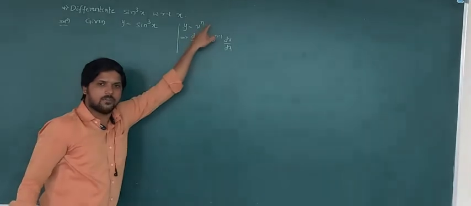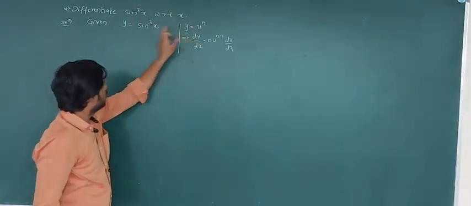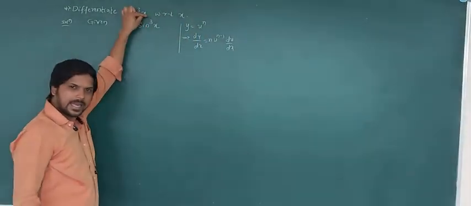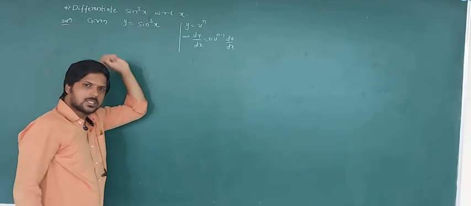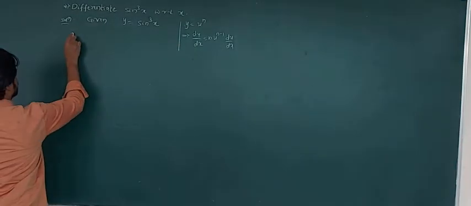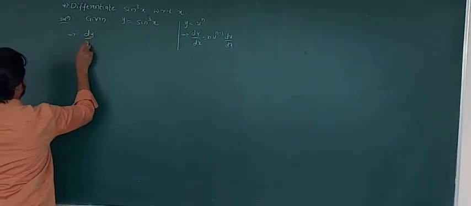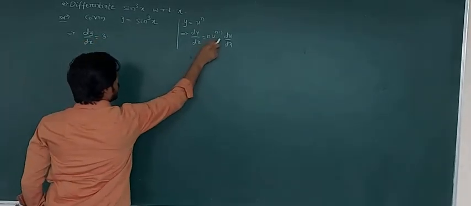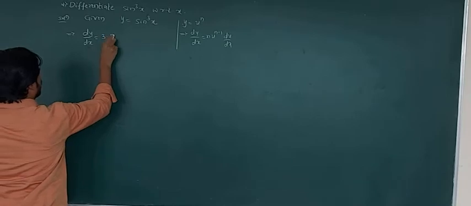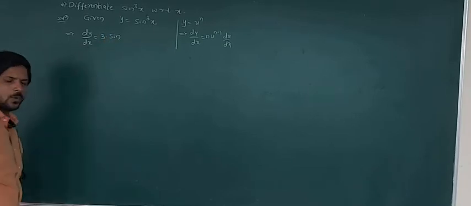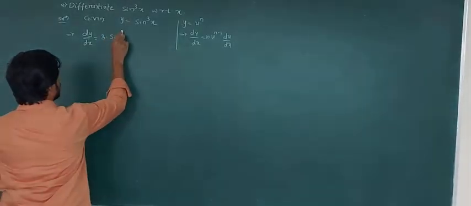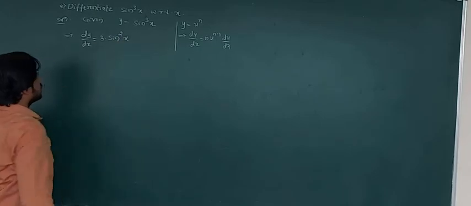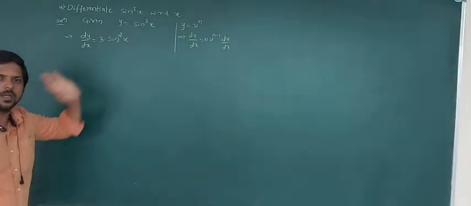In place of n we have 3, in place of u we have sin x. Here n equal to 3 and u equal to sin x. Then differentiating this, dy by dx is equal to n into u to the power n minus 1, that is 3 into sin to the power 3 minus 1, that is 2, so 3 into sin square x.